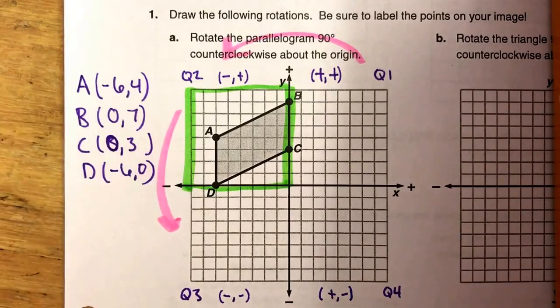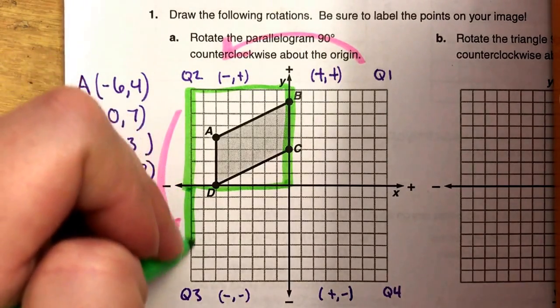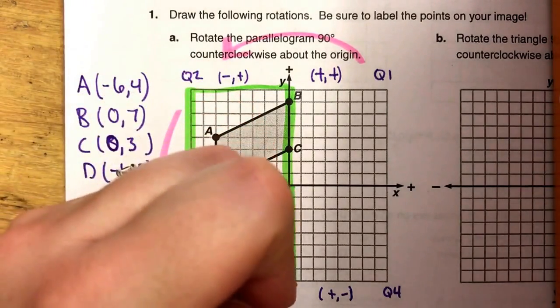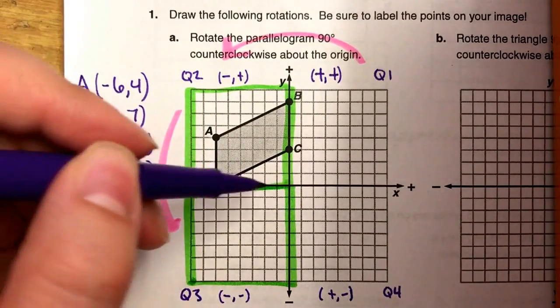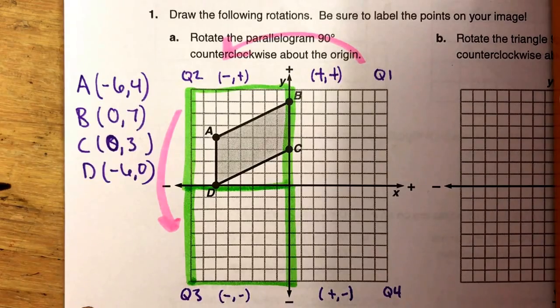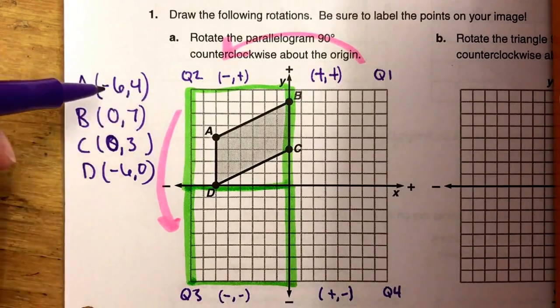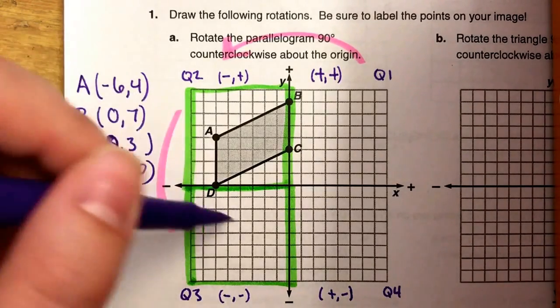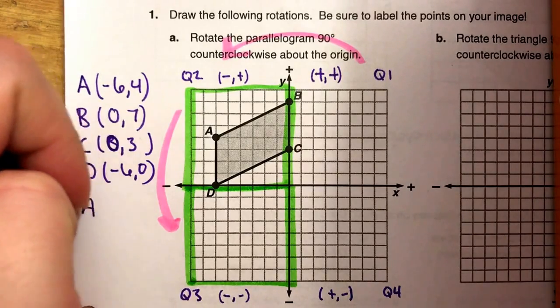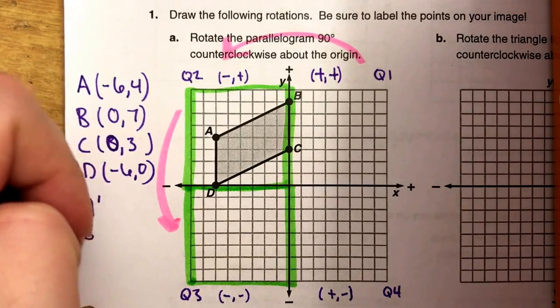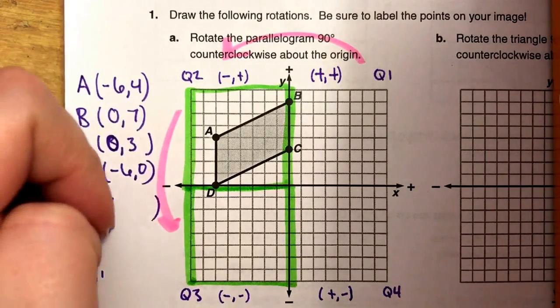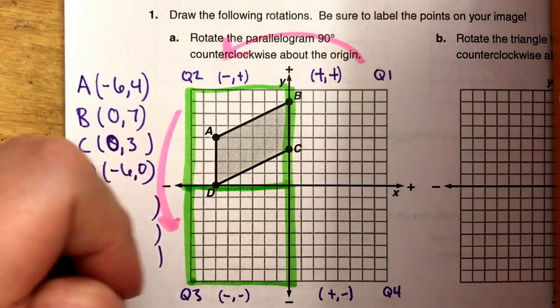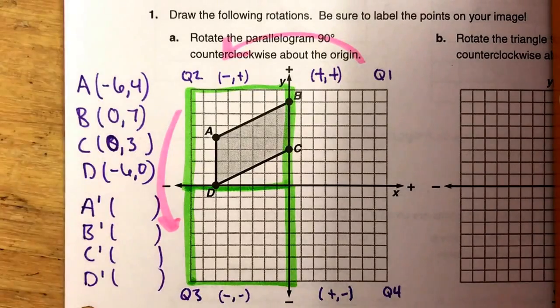So quadrant 3 is my new quadrant, and in all of my quadrant 3 ordered pairs, the x's will be negative and the y's will be negative. And I know that I'm going to be switching the x and y absolute value numbers because I've only gone 90 degrees. So I'm going to write my new primes here, A prime, B prime, C prime, and D prime. All right, so I've got my ordered pairs here, -6 and 4. Now I'm not going to worry right now about the signs. I'm just going to switch the numbers.